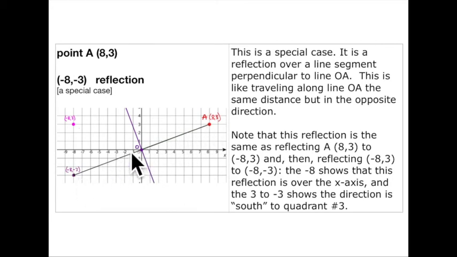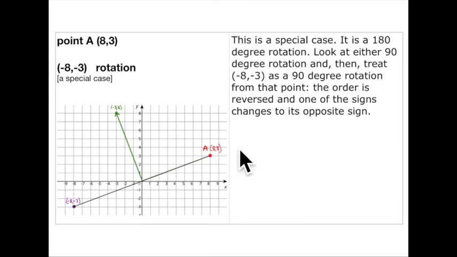Now notice, this is really two reflections. You reflect A to this point over here, and this is negative 8, 3, and then negative 8, 3 goes to negative 8, negative 3 as it reflects over the x-axis. So remember, it's like turning. Instead of turning north and going up, you turn south and go down to negative 3. So that's why the y value changes signs. And it all begins to make sense with some practice.